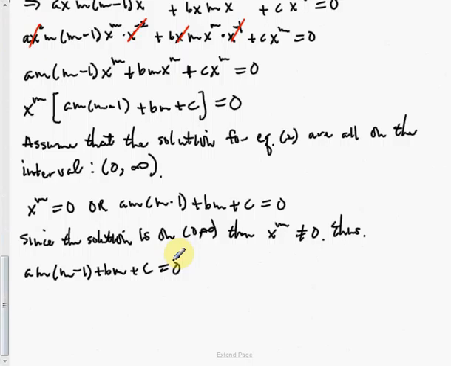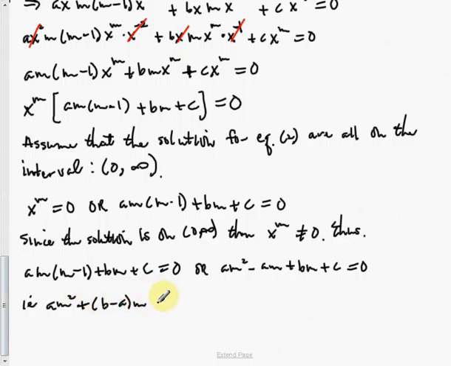Now you can fix that up, or if you multiply everything out, this is am squared minus am plus bm plus c equal to 0. That is, we have am squared plus parentheses b minus a times m plus c equal to 0.